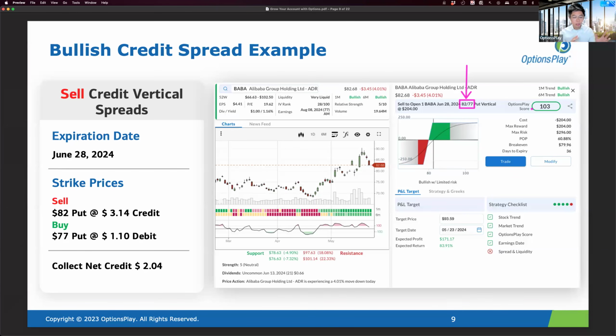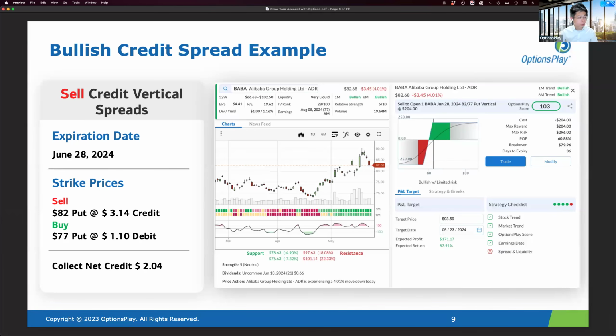And this relationship between how much income you're collecting versus how much risk you're taking, as a function of the distance between the two strikes, is an important concept that we're going to come back to, because it's really important for understanding how you find credit spreads that give you an edge and allow you to potentially outperform the overall markets. In this particular case, we sold the 82/77 put spread. We're collecting $2.04, which means our potential reward is $204 per contract, and our potential risk is $296 per contract.